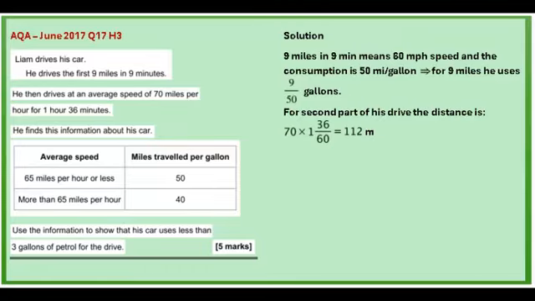So that is 70 times 1 36/60, and if you use your calculator, you get 112 miles. Now, we know that he drives this part of his drive at 70 miles per hour. When he drives more than 65, consumption is 40 miles per gallon, or 1 over 40 gallons per mile, whatever you want to call it.